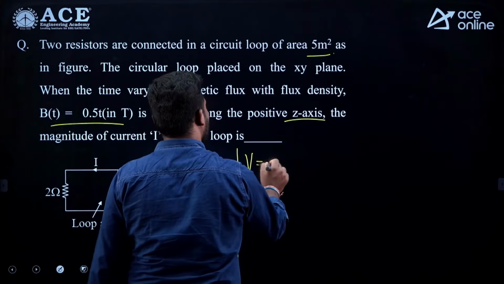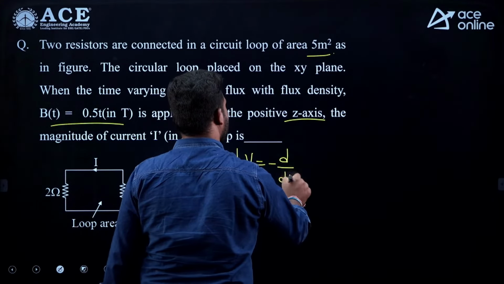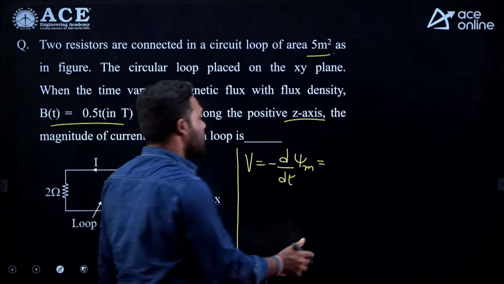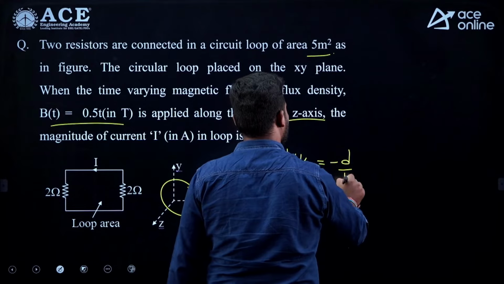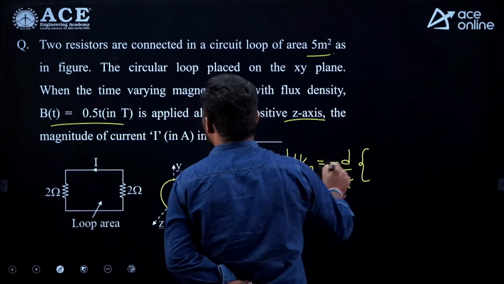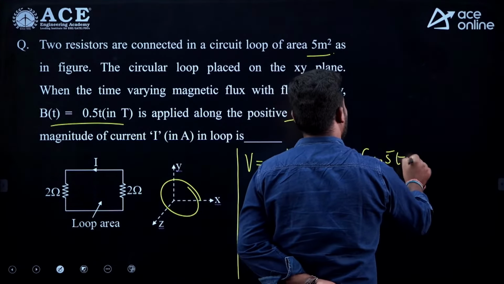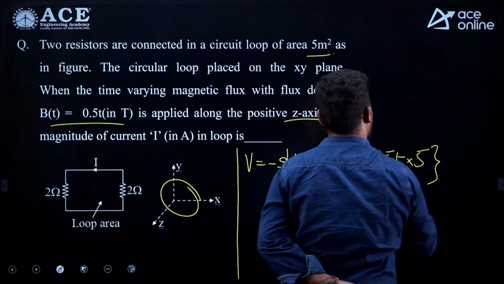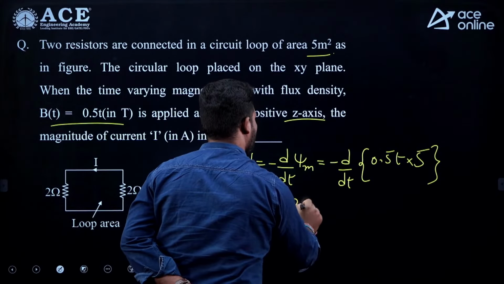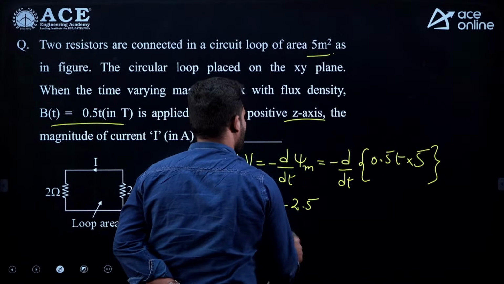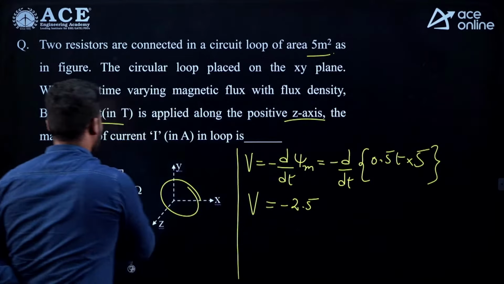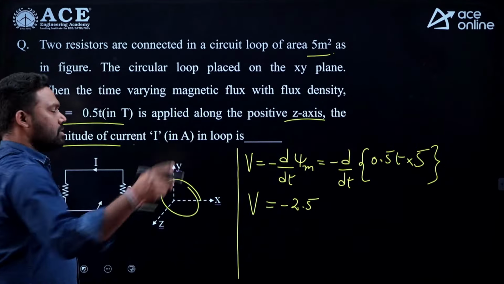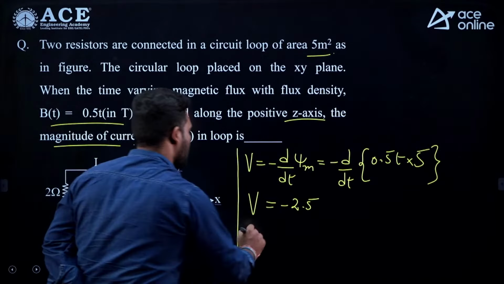So V is equal to, just the definition form is enough, d by dt of psi m. The magnetic flux density is given, you have to multiply with the loop area, so you are going to get the total flux. Which is equal to 0.5 t into the loop area given in the question. Fine. To calculate this, it is 2.5, the differentiation of t is 1. So this is the voltage which is induced in the loop. I think we do not have any clarity regarding the sign; yes, it is said that it is a magnitude. Fine. So you have to take only the magnitude here.